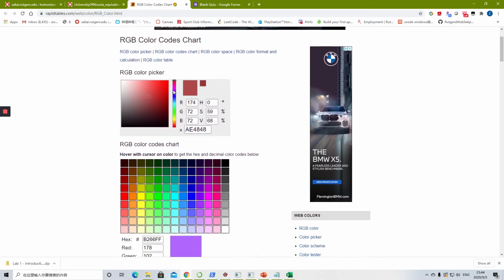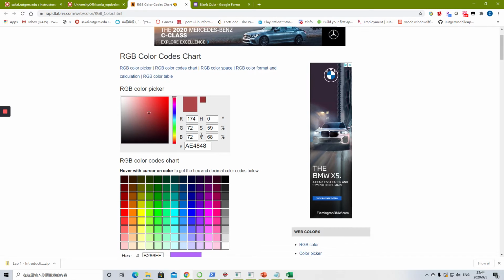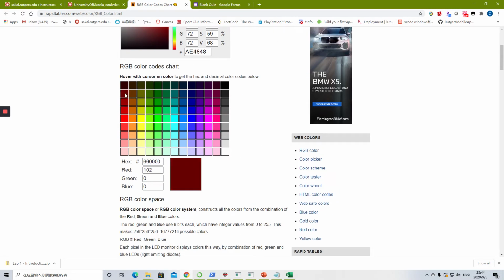So I think during lecture, the professor will talk about these RGB colors. Basically, RGB consists of three values. The first one is R, the second is G, the third one is B. But the beauty of RGB is that we could use hex to represent these numbers. As my cursor hovers over these different colors, you can see how the value changes. It's pretty interesting.